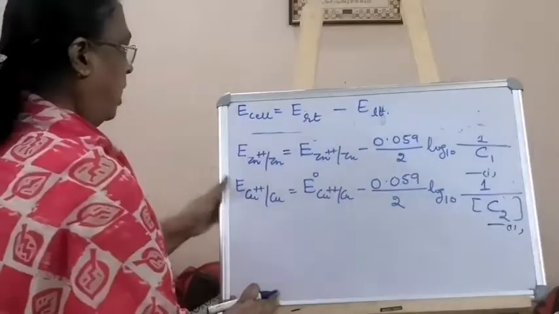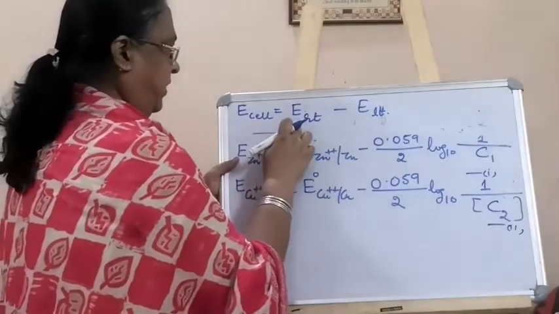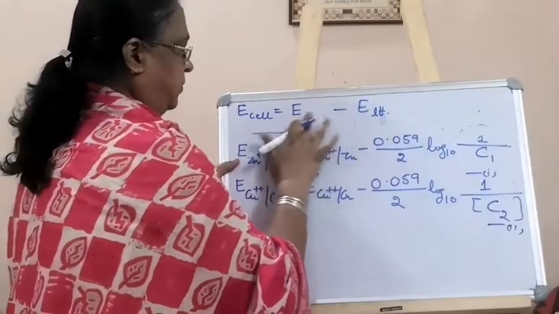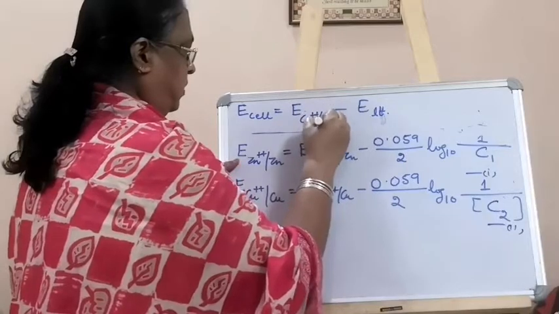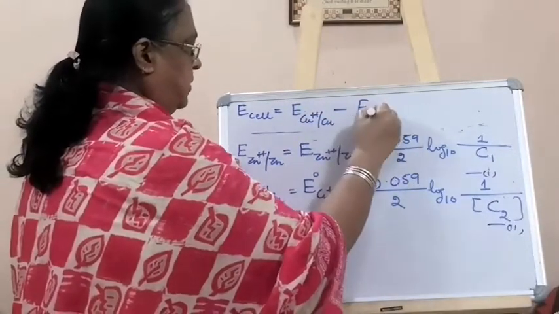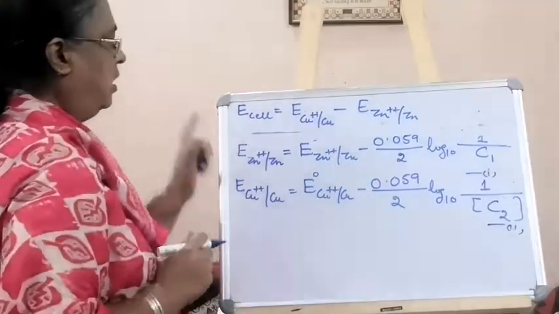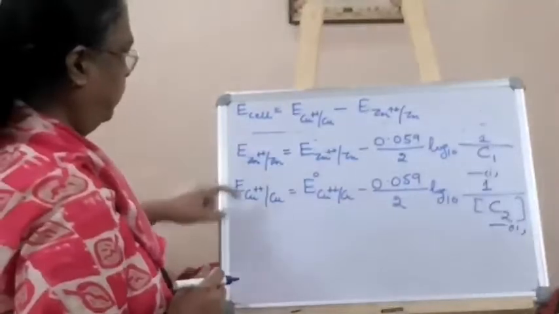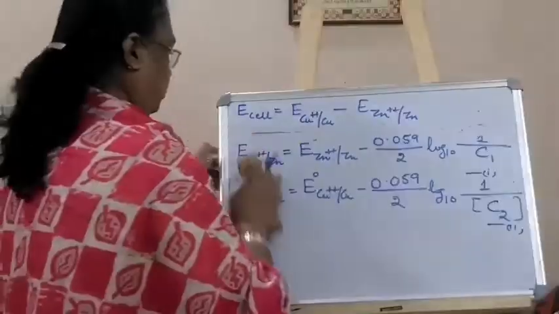Now we will substitute their values. At E right we have the reduction potential of copper, and the reduction potential of zinc you can write like this. Now the values of these two you will put in from here. That I am going to do for you.